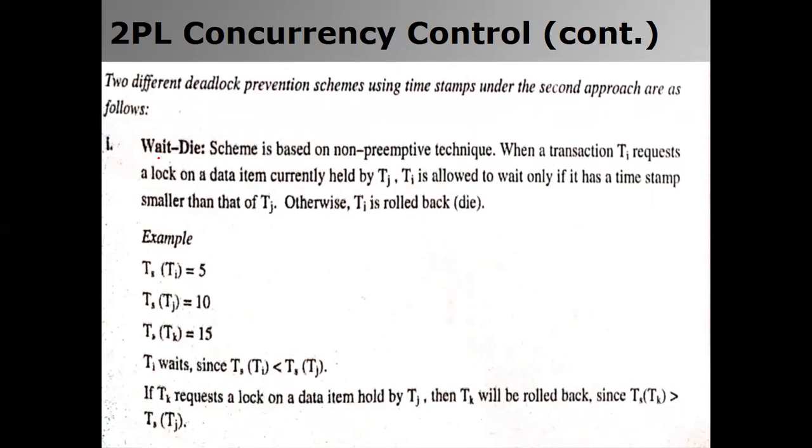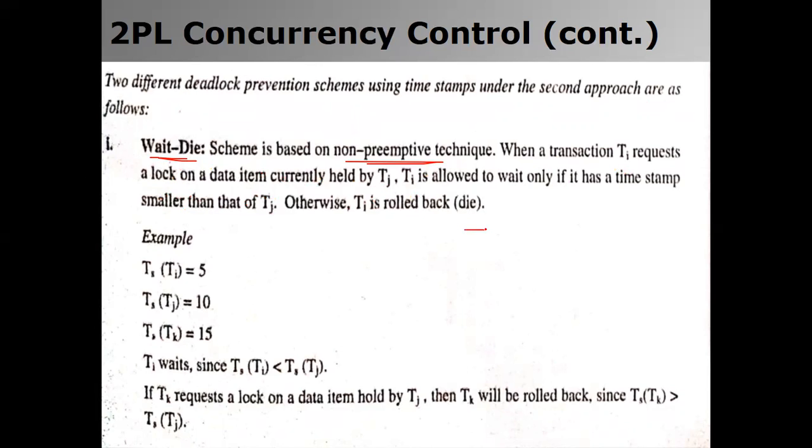The first approach is called the wait-die protocol. This scheme is based on non-preemptive techniques, so the transactions are not preempted. When we do preemption, that particular transaction is rolled back, but in this scheme we are not doing any kind of preemption. So this is a non-preemptive technique. How does it work? When a transaction Ti requests a lock on a data item currently held by Tj.